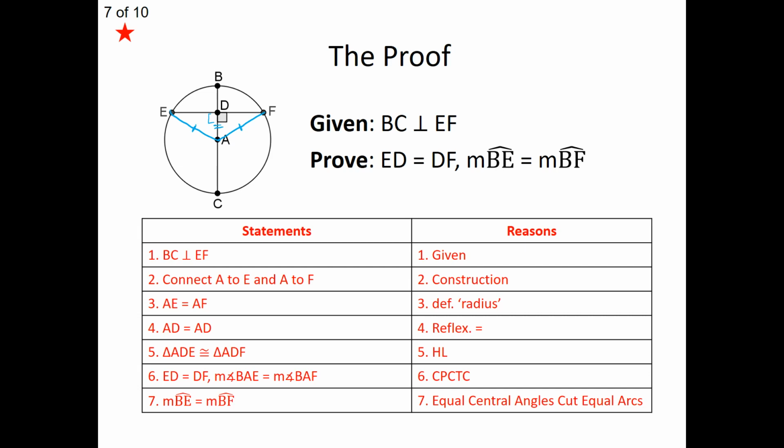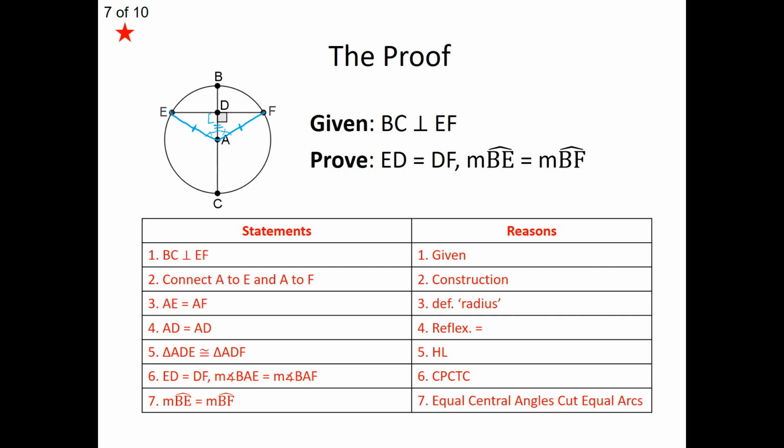So we grab that in step 6, the first part, but then we also grab an equal pair of angles. Let me explain why we're doing this. We're going to grab that we know BAE is equal to BAF. These two angles down here are equal because they are corresponding parts of those two triangles.